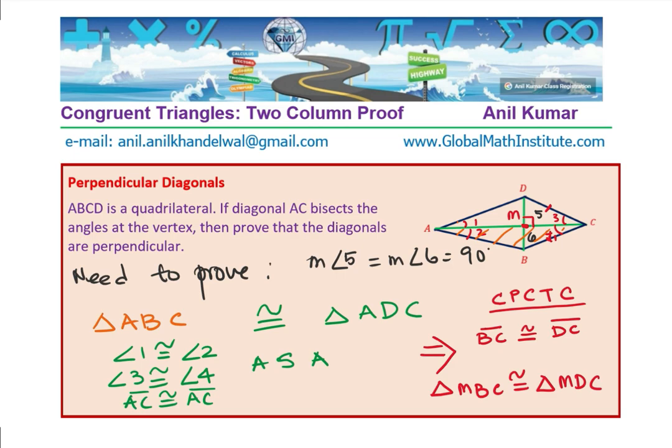Right? Since we know that a side is congruent, one side is common, and then the angle from SAS. If that is true, then the angles at M, which are angle 5 and 6, should also be congruent. And since it's a linear pair, each will be 90 degrees. Is that part clear to you? So that is how we could actually show that.